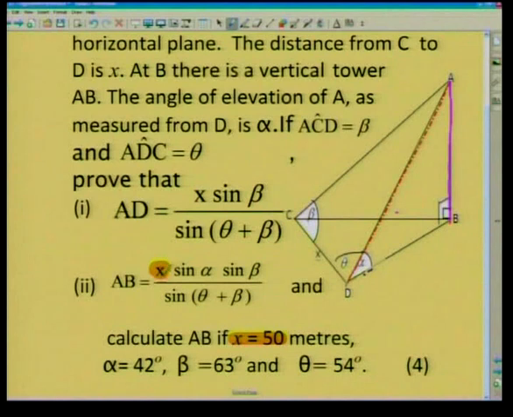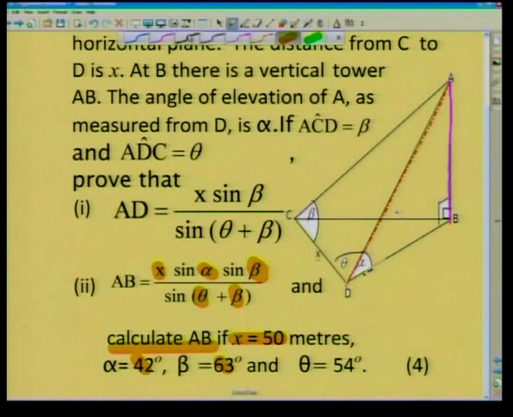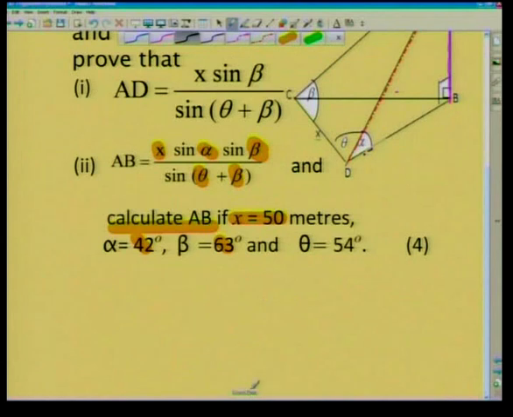Okay, let's go across the screen and you can see what we know. They're telling me that x equals 50, which means I can replace that value. They then say that alpha is 42 degrees, so I can replace that value. They then tell me that beta is 63, so that goes in there. And they know what theta is, and you already know beta. So in actual fact, you know everything in there in order to work out the value of AB, which is what they actually want.